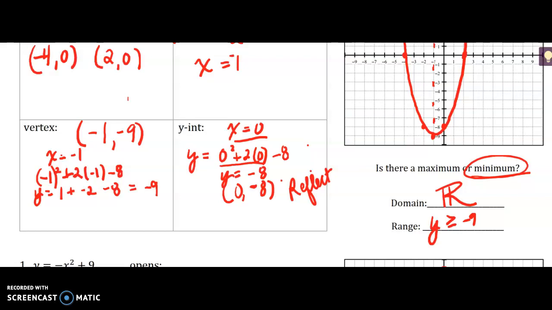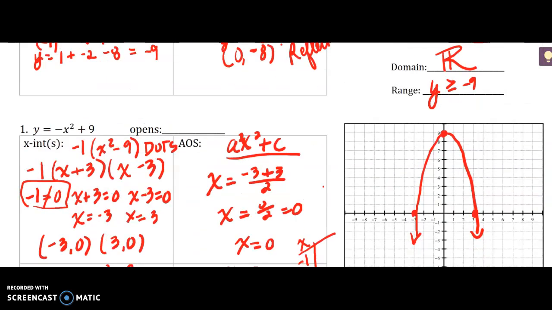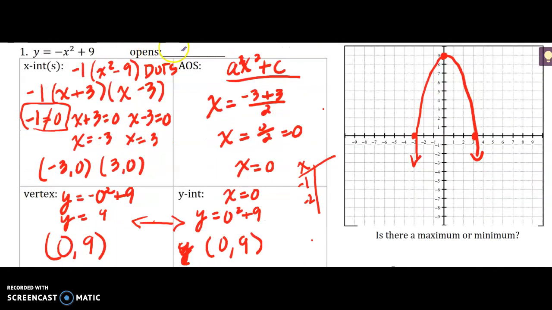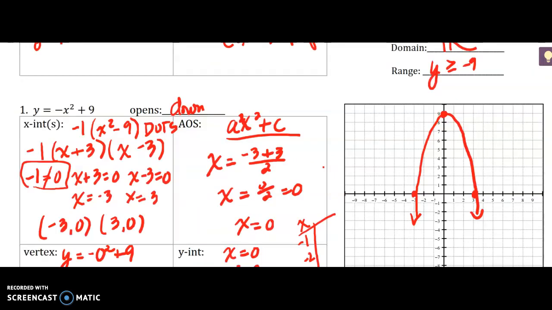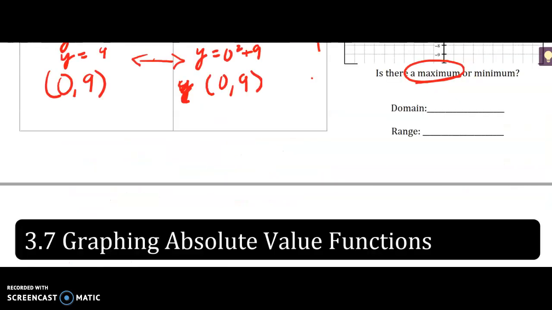Okay, so let's go ahead and just finish this up. We probably should have said at the beginning that because our leading coefficient is negative, this one was going to open down, but we already proved that. That means it has a maximum value. And let's see if I can get this to where it needs to be, where our domain is all reals, and our range is y is less than or equal to positive 9.